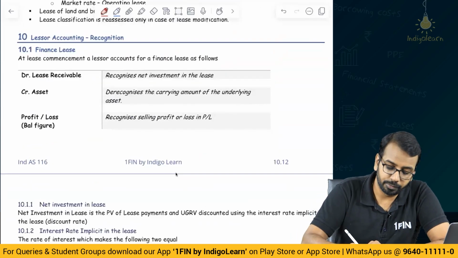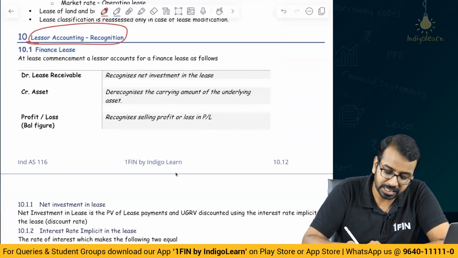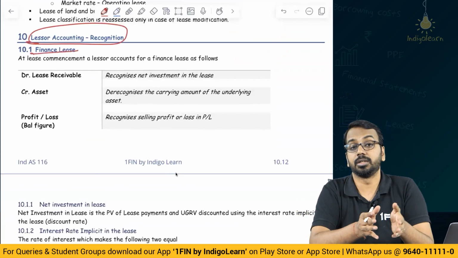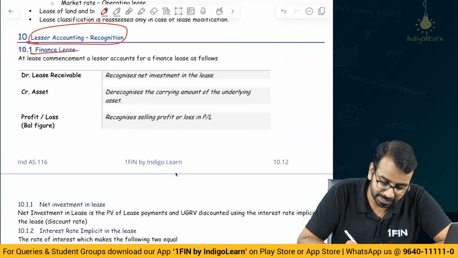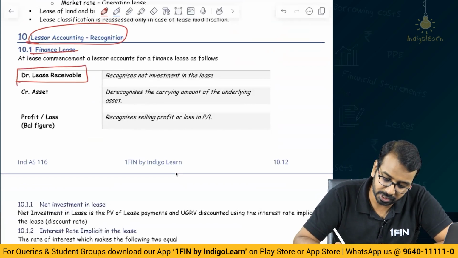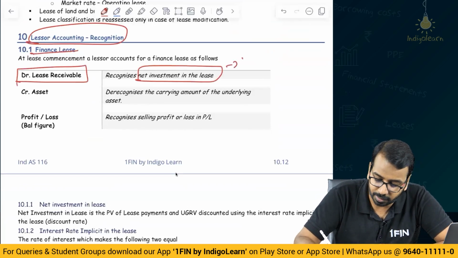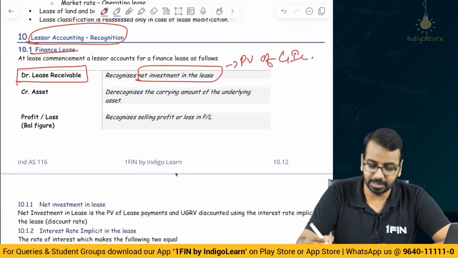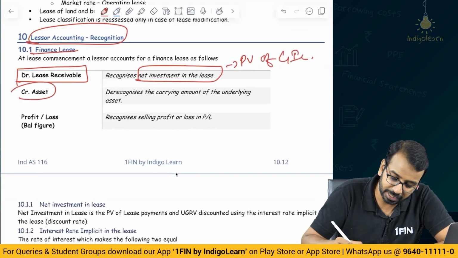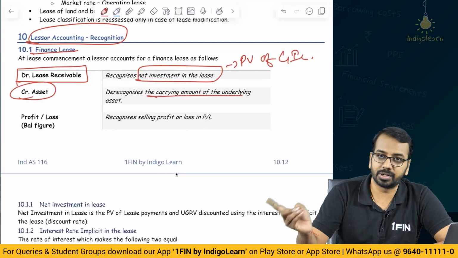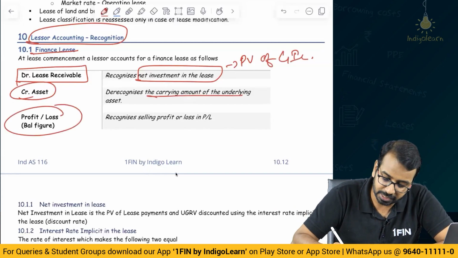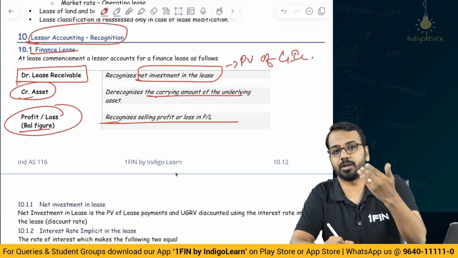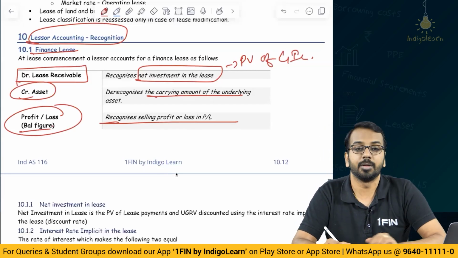right. Now, how does the lessor do the accounting? As far as the finance lease is concerned, finance lease is where the risks and rewards have been transferred to the lessee. In that case, they will recognize a lease receivable, which is the net investment in lease. This is nothing but the present value of the gross investment in lease. Then he will credit the asset at the carrying amount, whatever is appearing in the books, and the difference will be recognized in the profit or loss. Okay, so whether it is a profit or loss, it will be recognized in the P&L.